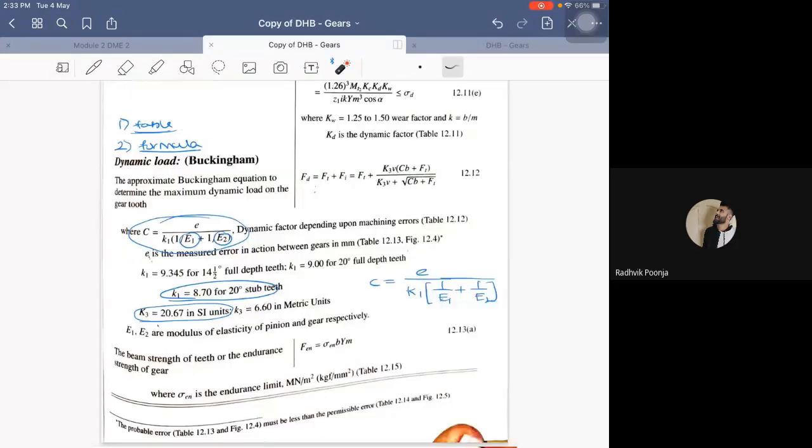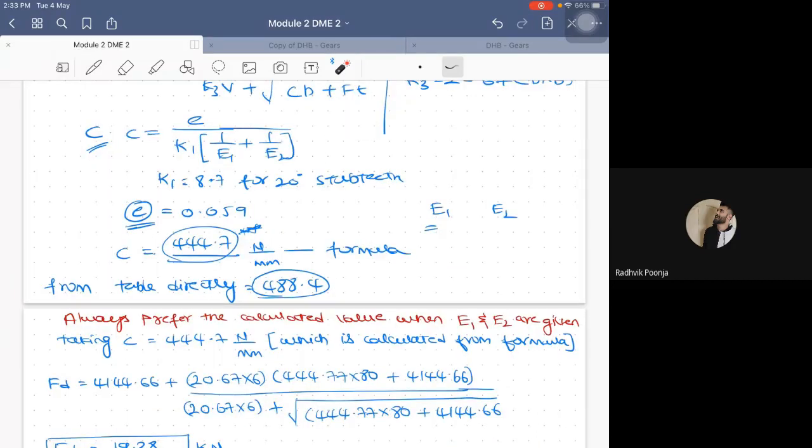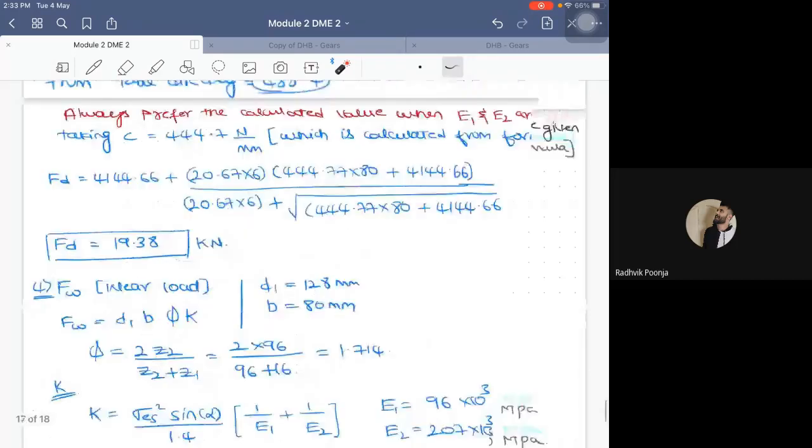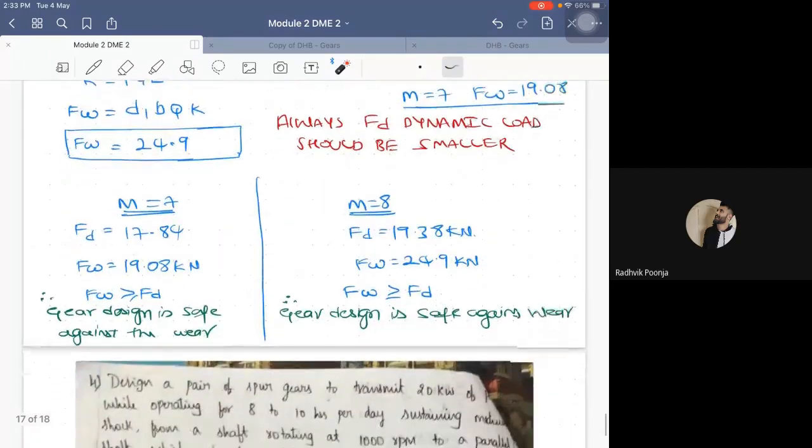But when he has given the values of E1 and E2, then you have to go with the formula itself. You cannot go with the table because he has given E1 and E2. That is what I have written here. So always prefer a calculated value when E1 and E2 are given. Clear? Any other doubts in this particular problem?